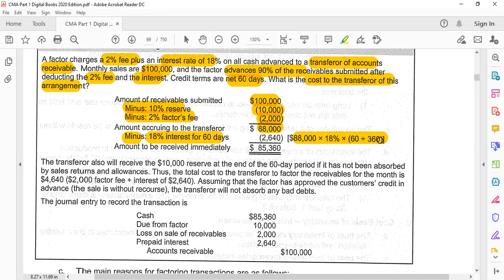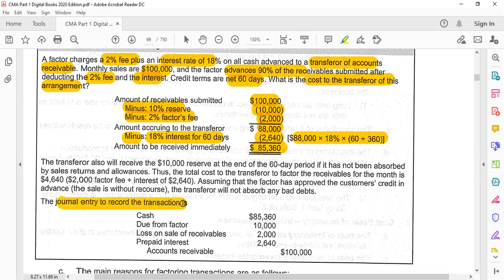So it depends on the question. Maybe in the exam he will tell you to use 365 days in a year. If you calculate the interest, 88,000 times 18% times 60 divided by 360, the interest is 2,640, and they are also going to deduct it in advance. It means the remaining amount they are going to transfer to the company, the seller of the receivable. And here I am assuming, guys, this is without recourse factoring, because we are studying without recourse. So what entry will you pass here?